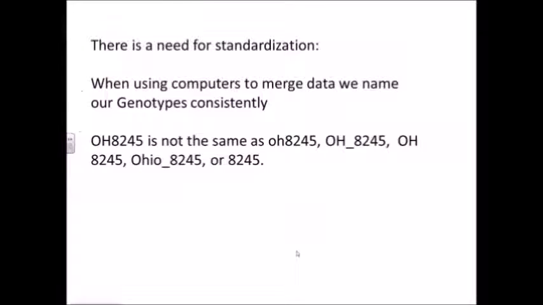When using this approach, there's a need for standardization, and I'm stating the obvious in a way, but it's important. When you're using a computer to merge data, we have to be consistent. The computer is not going to recognize OH8245 with O and H capitalized as the same as O and H lowercase, or OH with an underscore, or OH with a space. So if we want the computer to treat these as a single genotype, we need a single name. So that's important.